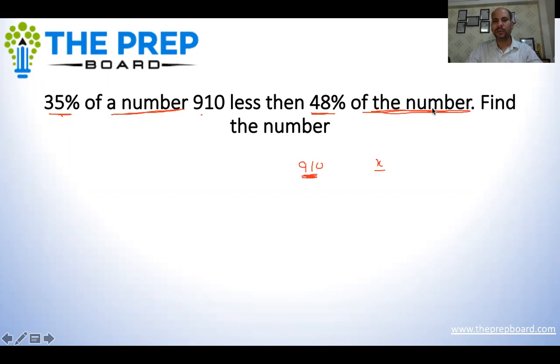So there is an unknown number, its 35%, and it is this much less than its 48%. It means this should be the difference. Difference of what? This 48% and this 35%. So their difference should be 48 minus 35, which is 13%. So 13% is given as 910. What are we supposed to find out? The number which is 100%. Now you can see clearly it's a very easy one. Here you can see the benefit of this method. Otherwise we would have had to make an equation.